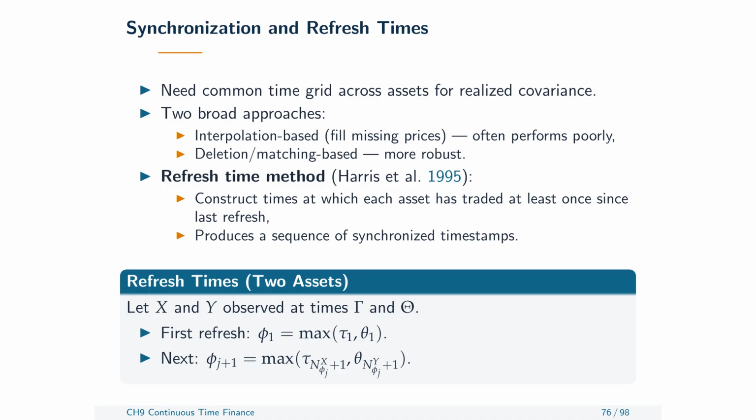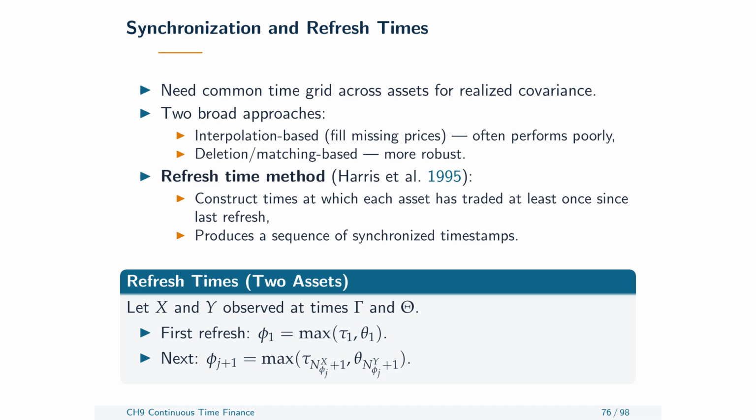Previous tick interpolation carries the latest price forward to a common grid, but stale values can interact badly with microstructure noise. Matching methods retain selected observations that align across assets. The most common approach here is refresh time sampling. It sacrifices data to ensure that every asset is updated at least once between consecutive synchronized points.